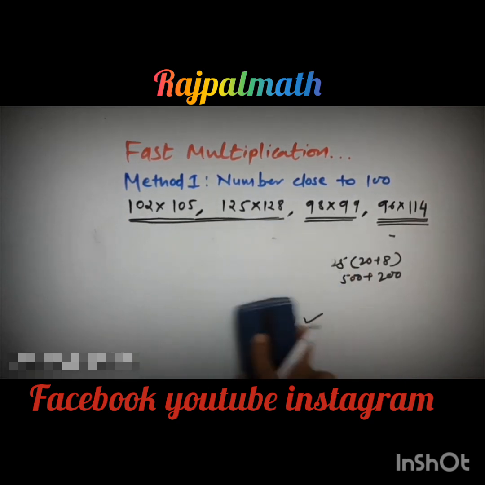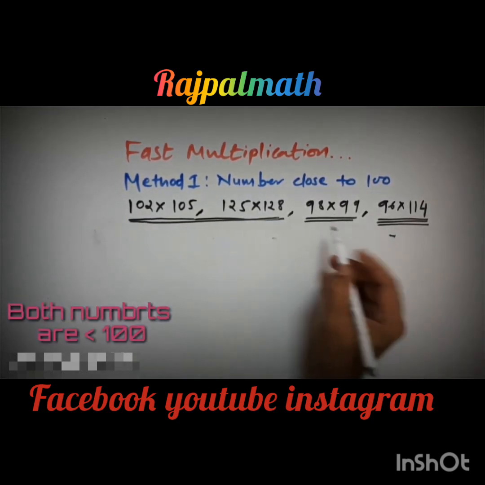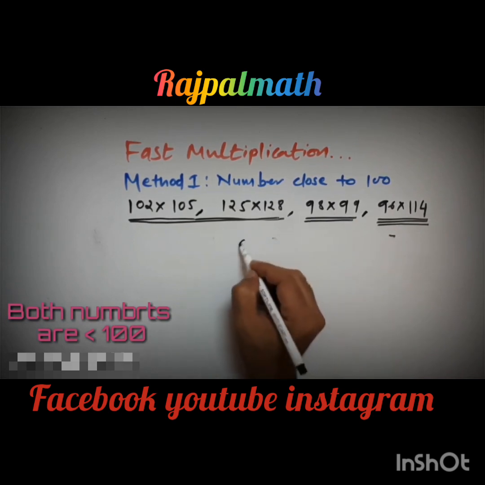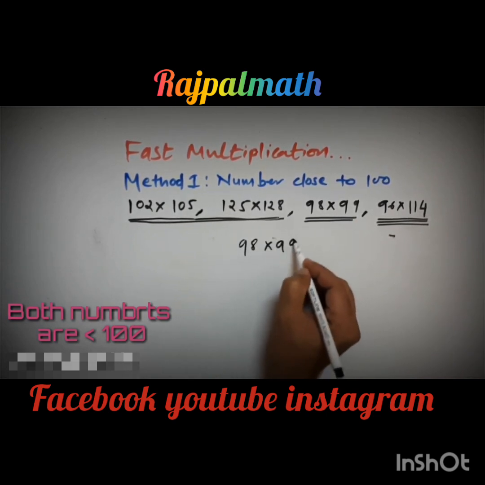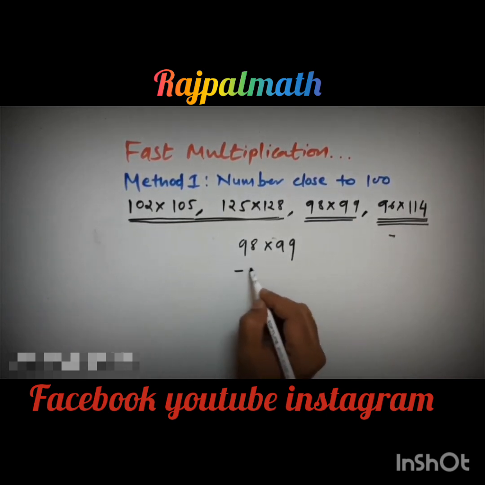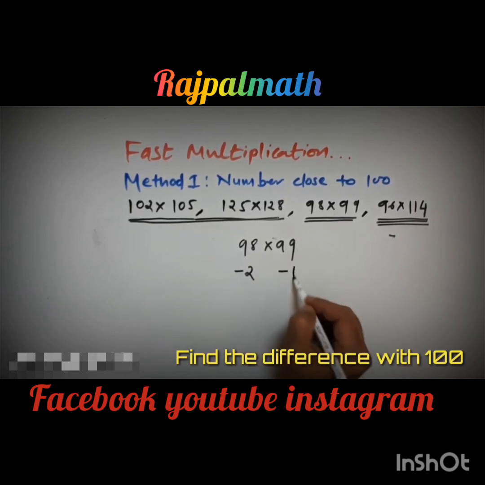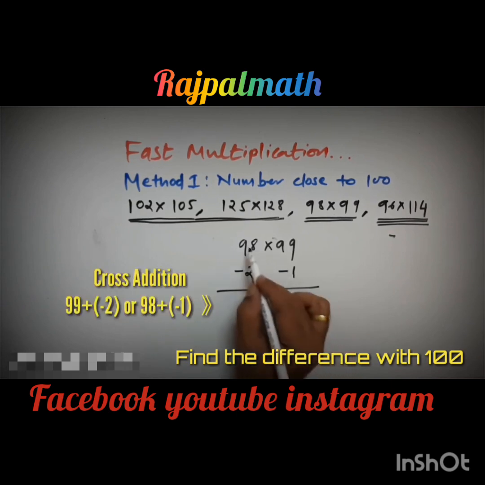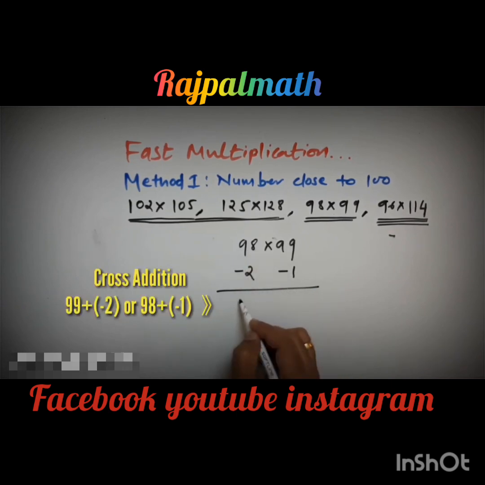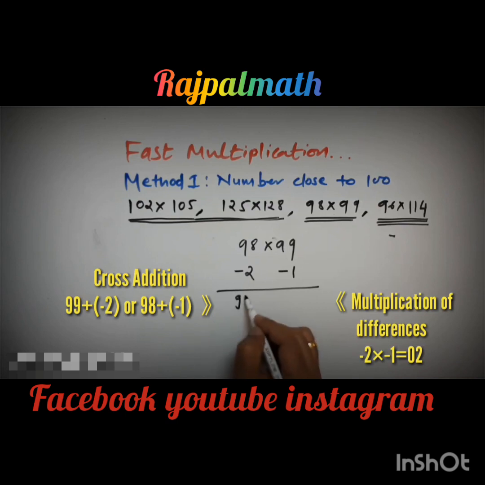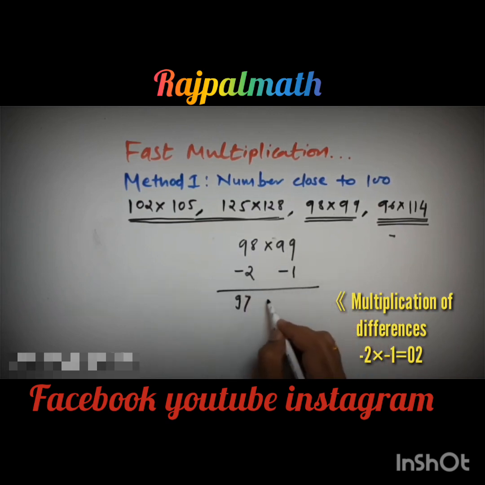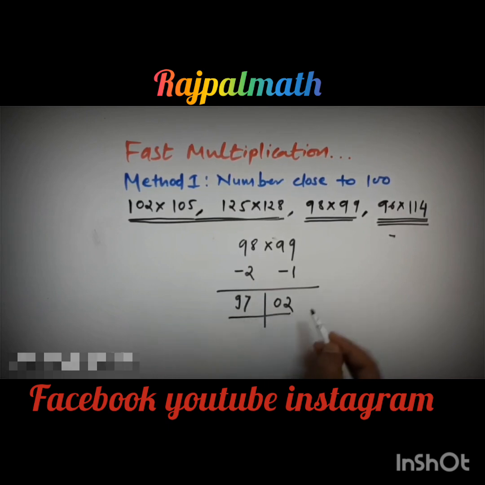Let's take another example where both my numbers are less than 100. So 98 into 99. So 98 is 100 minus 2, 99 is 100 minus 1. Again the same method of cross addition, 98 minus 1 will become 97, or 99 minus 2 is 97, and my second part is 2 into 1, 02, since I'm always going to represent my second part in 2 digits. So 9702 is my answer.